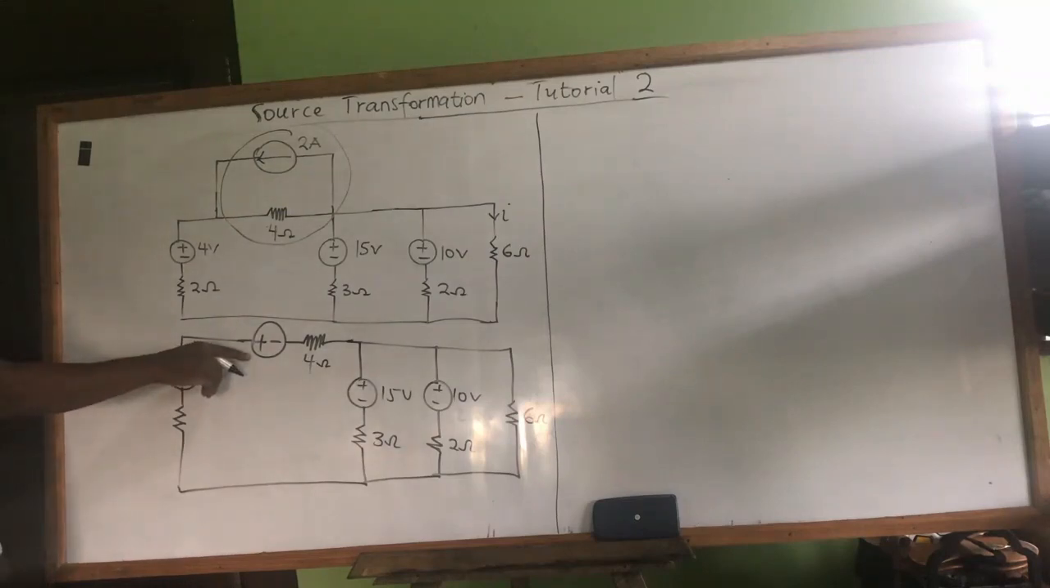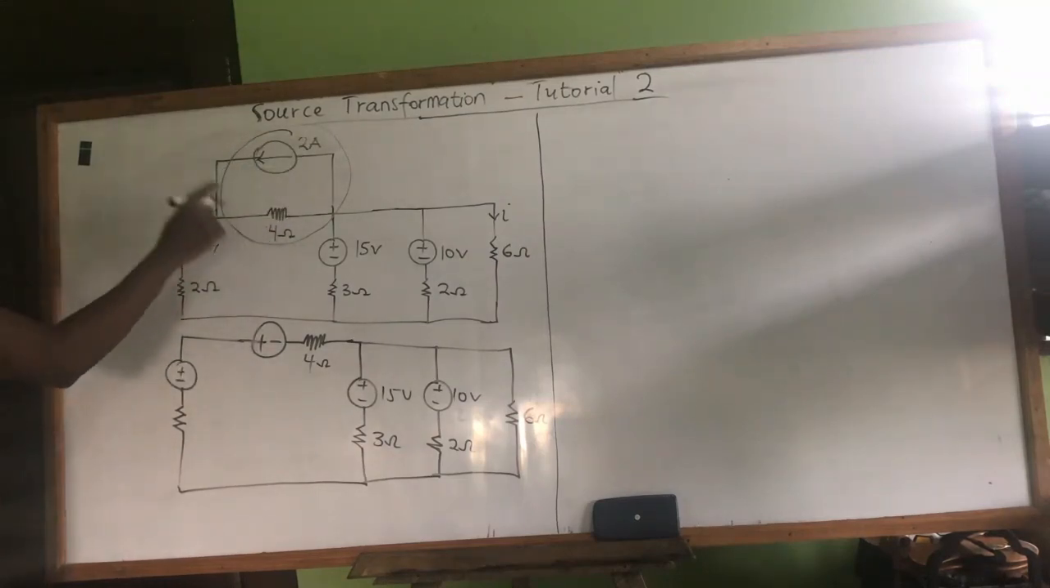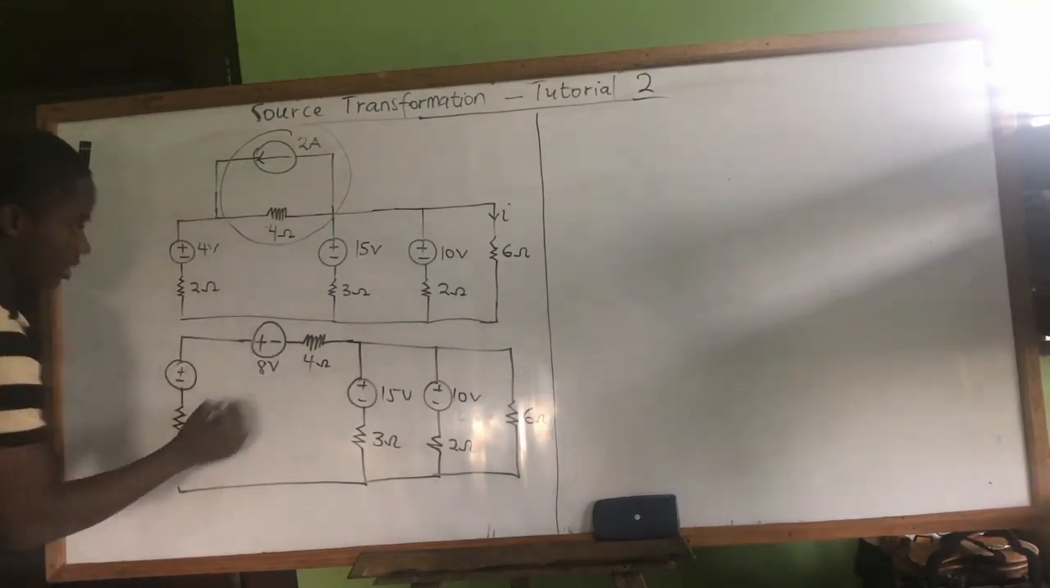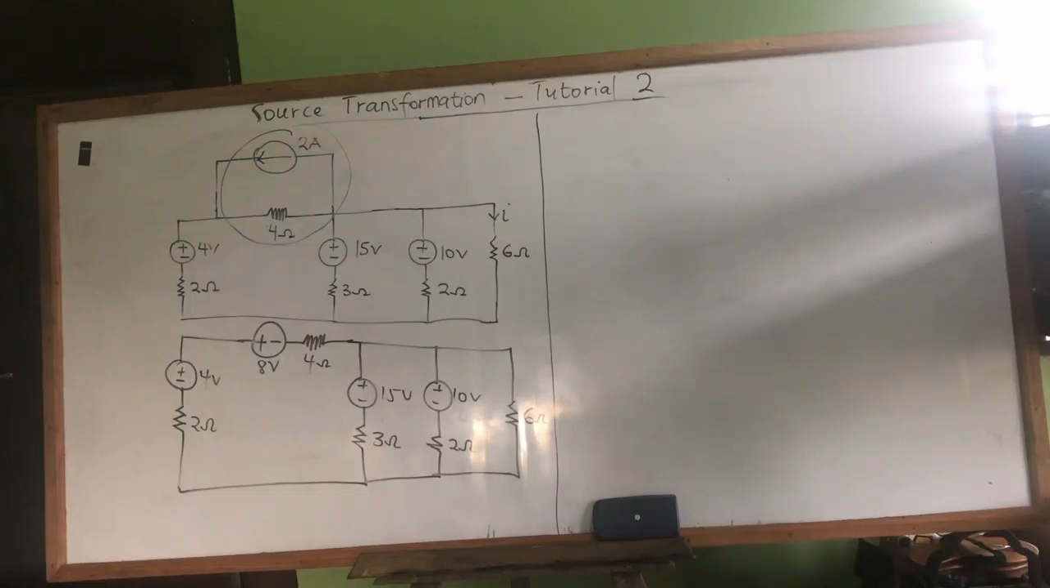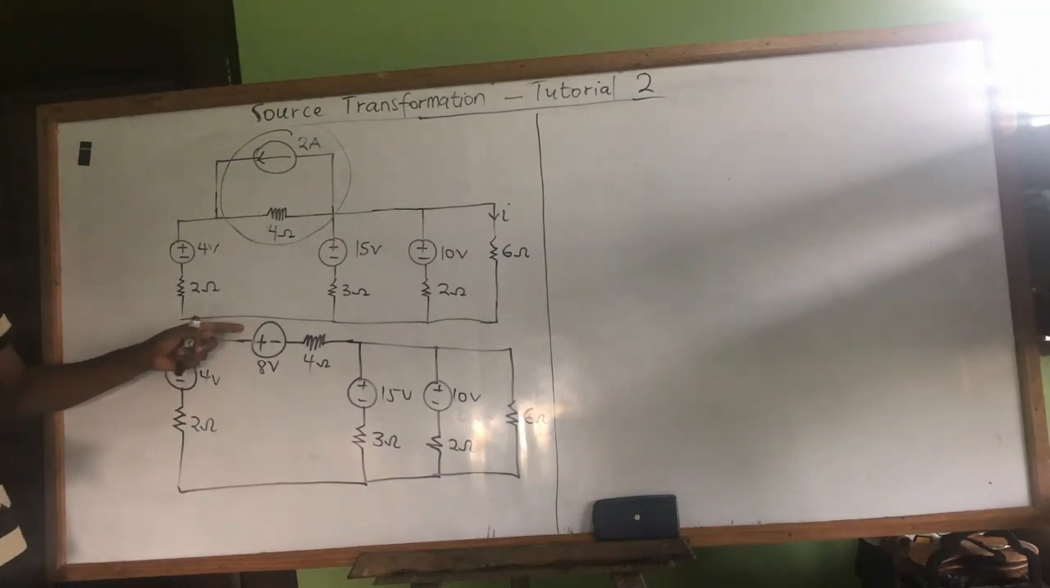Now the value of this voltage is equal to I times R, 2 times 4, 8 volts. We also have 8 here. We have 2 ohms. Now let's see if we can add or subtract the voltage sources. You can see these two are in series, right, on the same branch, so we can add or subtract based on the direction of the current.